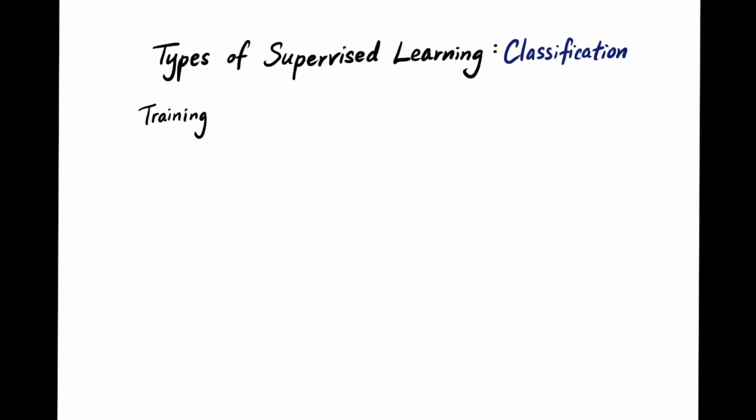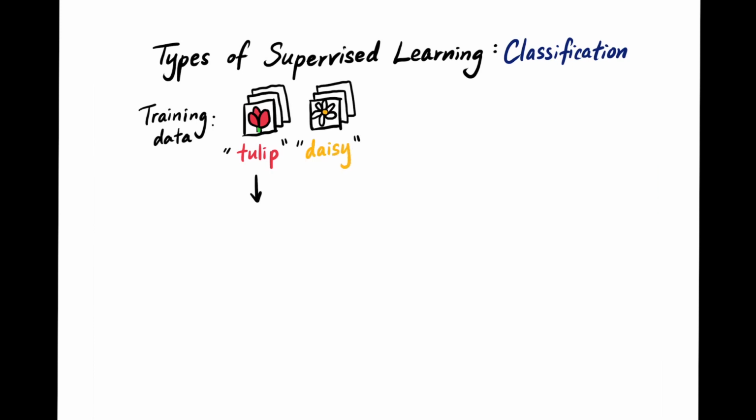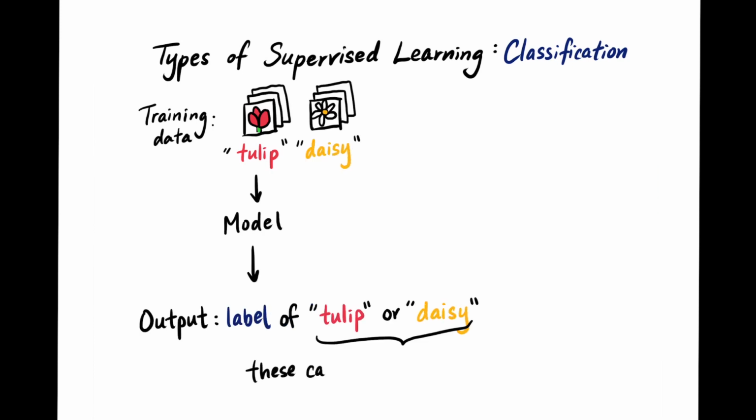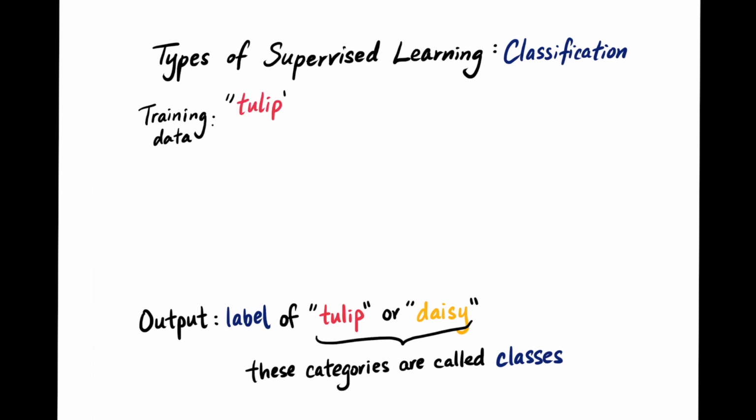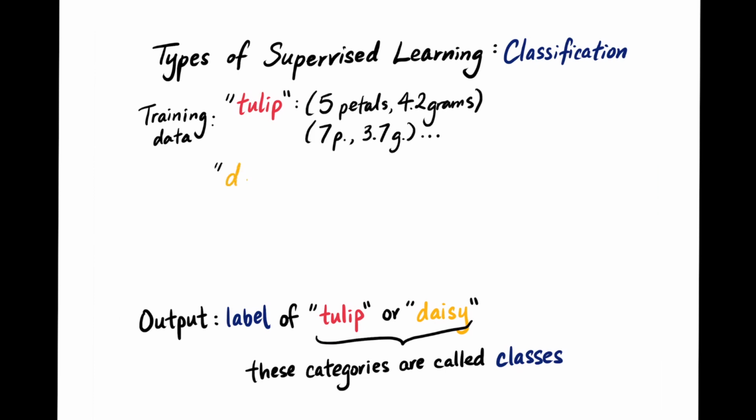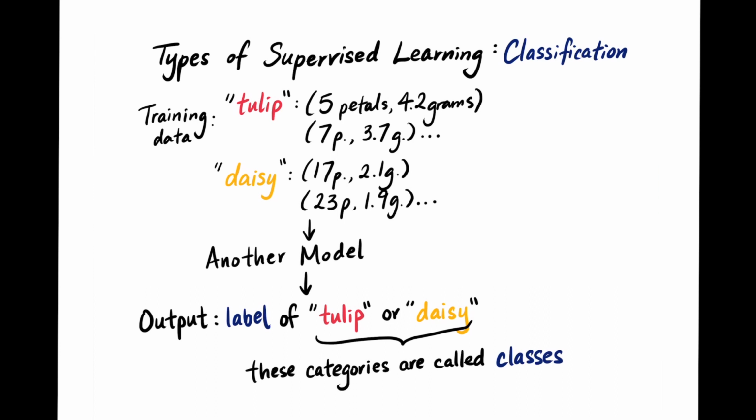There are a couple different types of problems that you can solve using supervised learning. Telling apart labeled pictures of tulips and daisies is called a classification problem because we're putting our input images into categories, which are called classes in machine learning. We can use all sorts of different inputs, not just images. For example, let's say instead of images, we've collected data on the number of petals that a flower has and its weight. If we now want to predict the flower type from those two inputs, the output would still be a label indicating tulip or daisy.